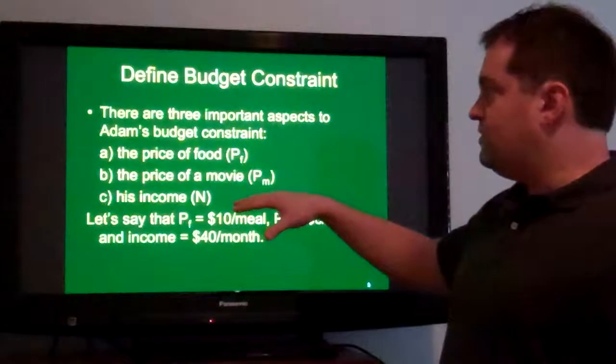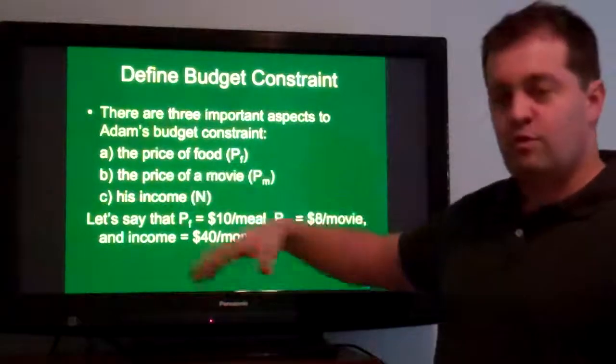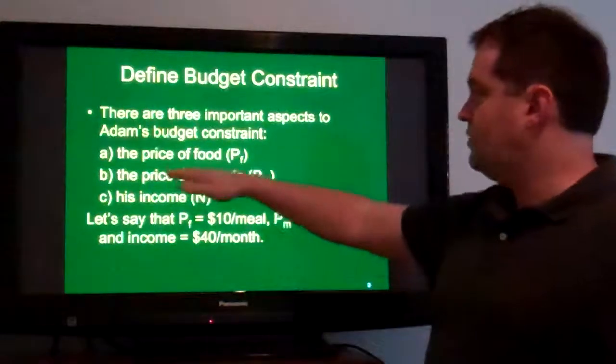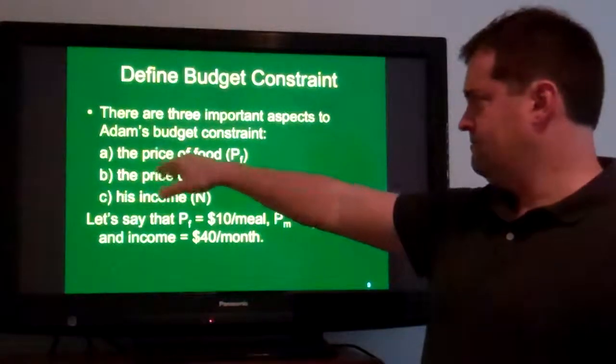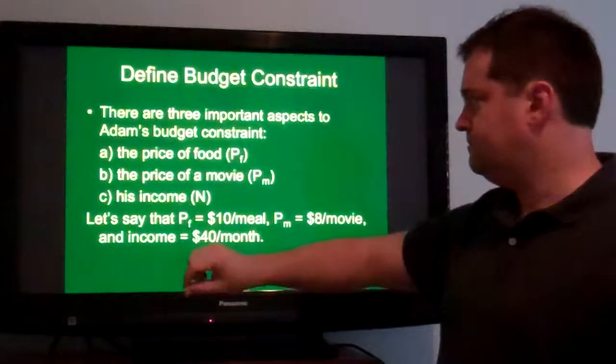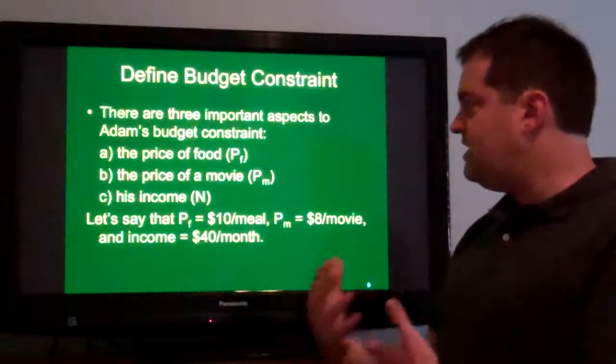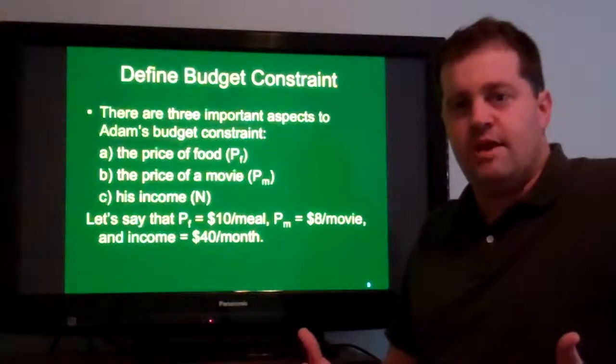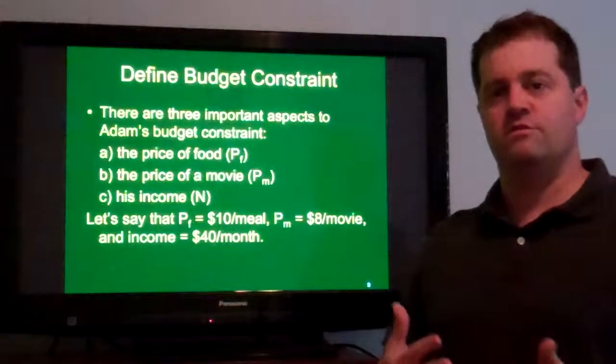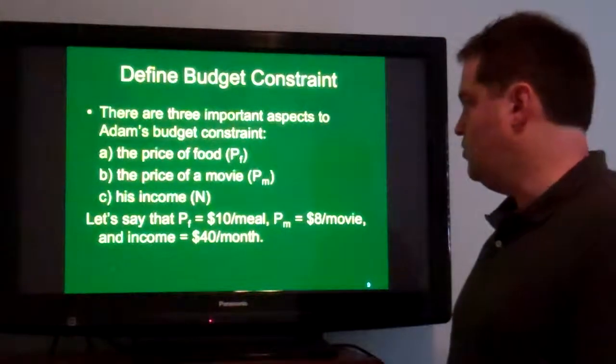So in Adam's world, there's three things that he has to worry about in order to construct this budget constraint. He's got to worry about the price of food, he's got to worry about the price of a movie, and he needs to know what his income is. Once he has those variables, then he can make a decision about how much he would like to consume in terms of food or movies.